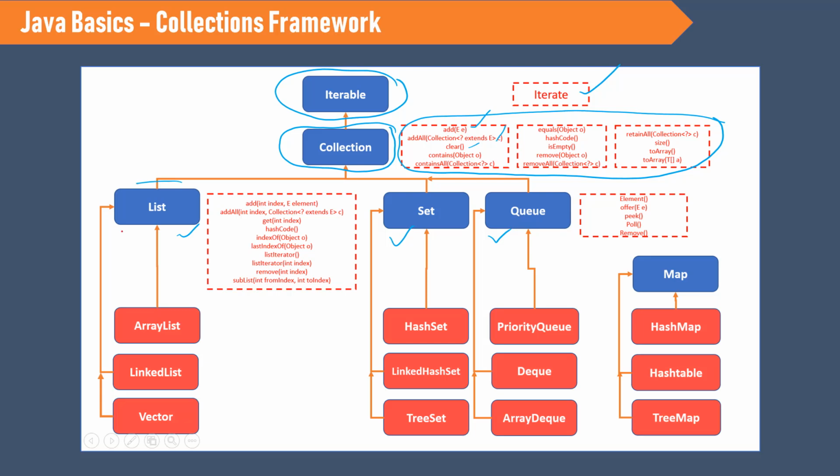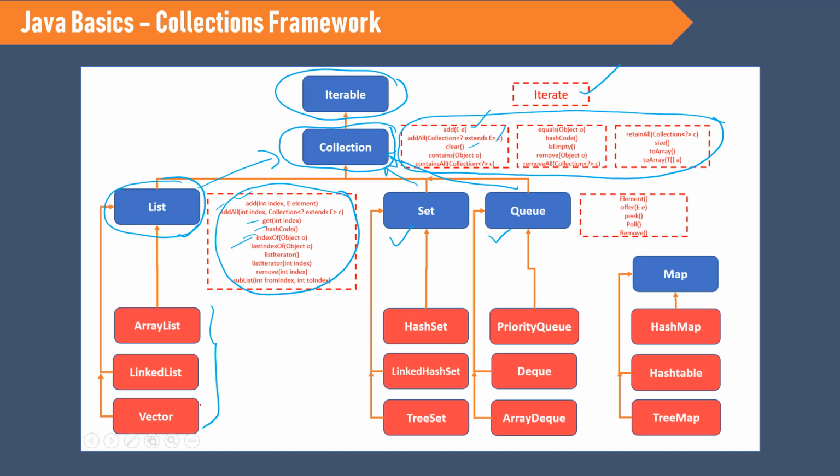This list interface extends the collection interface. Similarly, set interface extends collection interface and queue interface extends collection interface. And they have developed some additional methods which are add all, get, hash code, index of object o, last index of object. So like this, some additional methods are defined. And using these interfaces, some classes are developed. So these are the classes here.